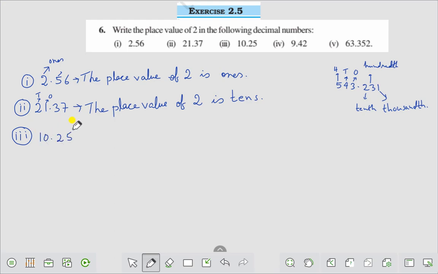Now question number 3 is 10.25. Here you see, the place value of 0 is ones, the place value of 1 is tens, and the place value of 2 is tenth, tenth. Therefore, you can say the place value of 2 is tenth, right?